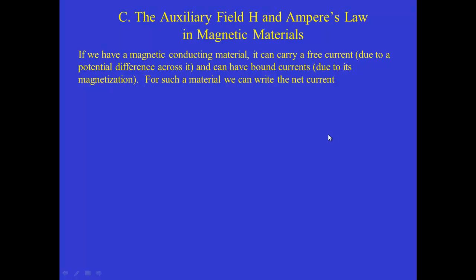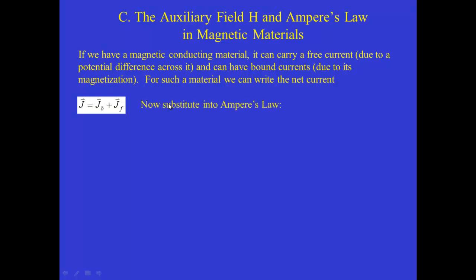We have a magnetic material that's conducting, so it can carry a current. We can hook it up to a battery or power supply, and a current can flow through it. We'll call such a current a free current, one that is due to a potential difference across the sample. But this material, if it's magnetic, can also be magnetized, and so due to its magnetization, it can also have bound currents. So for such a material, we'll write the net current J to be a sum of bound current density plus free current density.